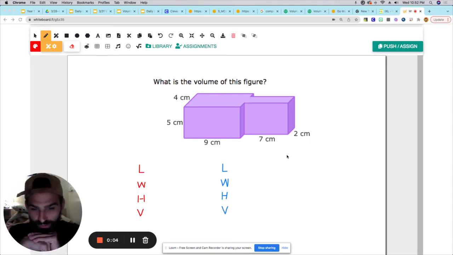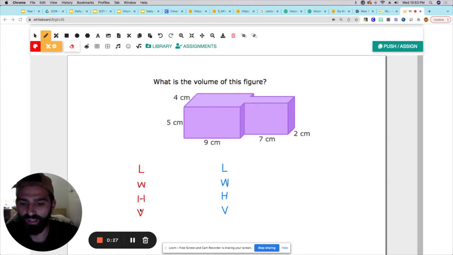So, what we're going to be doing today is finding the volume of a composite figure. A composite figure means two figures put together. In this case, we're finding composite rectangular prisms. They're put together, but they're different sizes. As you can see, I have the length, width, height, and volume of each that I'm going to decompose and break apart. First, I'm going to start by breaking apart.